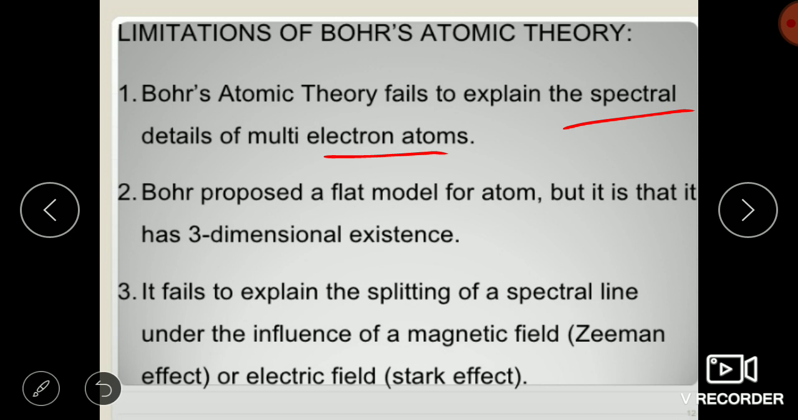Okay, third point, it fails to explain the splitting of a spectral line under the influence of magnetic or electric field. This point is very important. Now spectral line, you understood that you will get a spectrum like a rainbow for a single electron atom. If it is a multi-electron atom, then the spectrum becomes very difficult and Bohr cannot explain it. Now suppose we are getting this yellow line for a particular atom having particular electrons and protons, this line further splits.